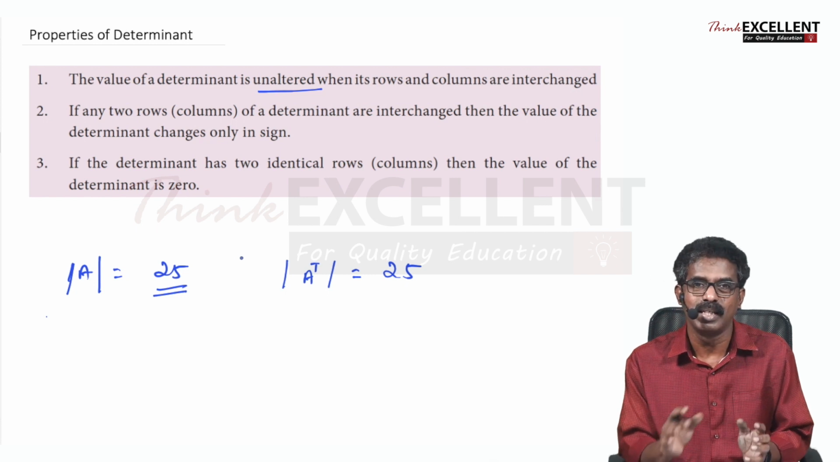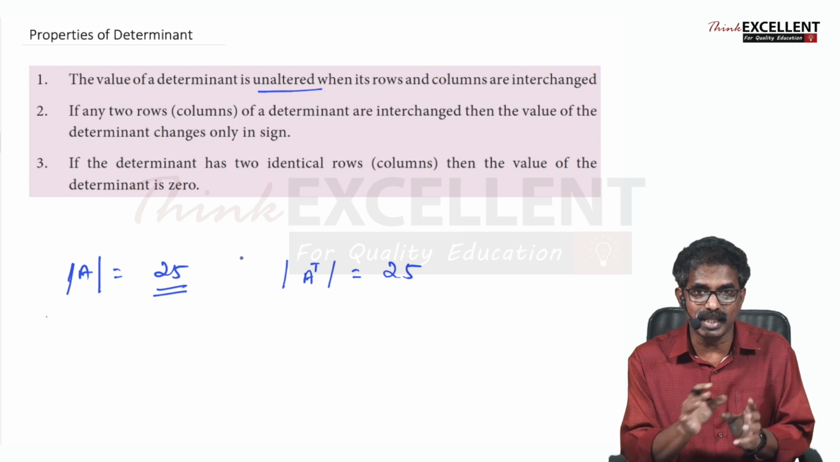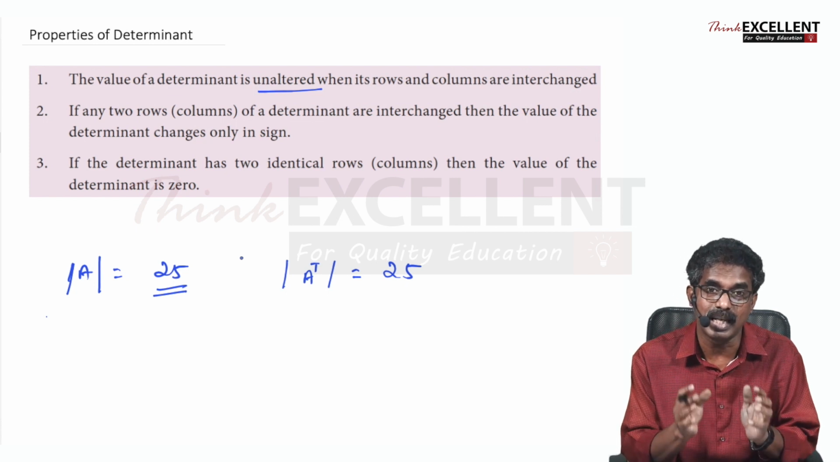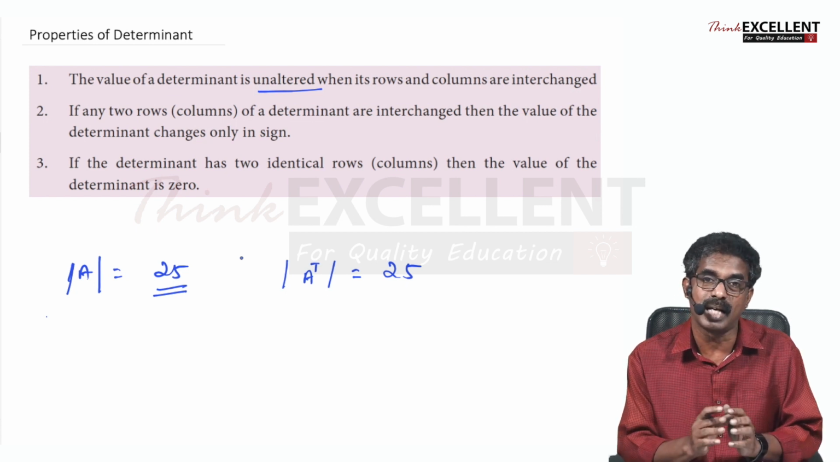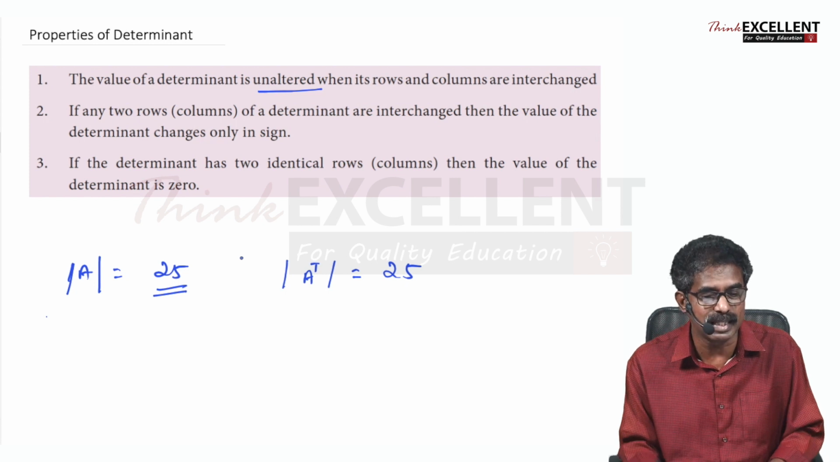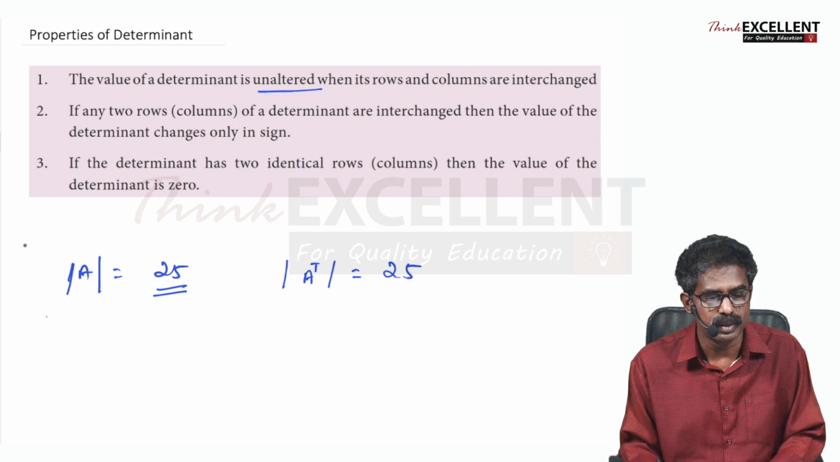So what do you need to understand? Even if you interchange rows and columns, if it is a matrix, everything will change, right? But a determinant has a value, and the value is unaltered, so it remains the same. The value of the determinant is unaltered when its rows and columns are interchanged. That is the first property. Now let us see the second property.